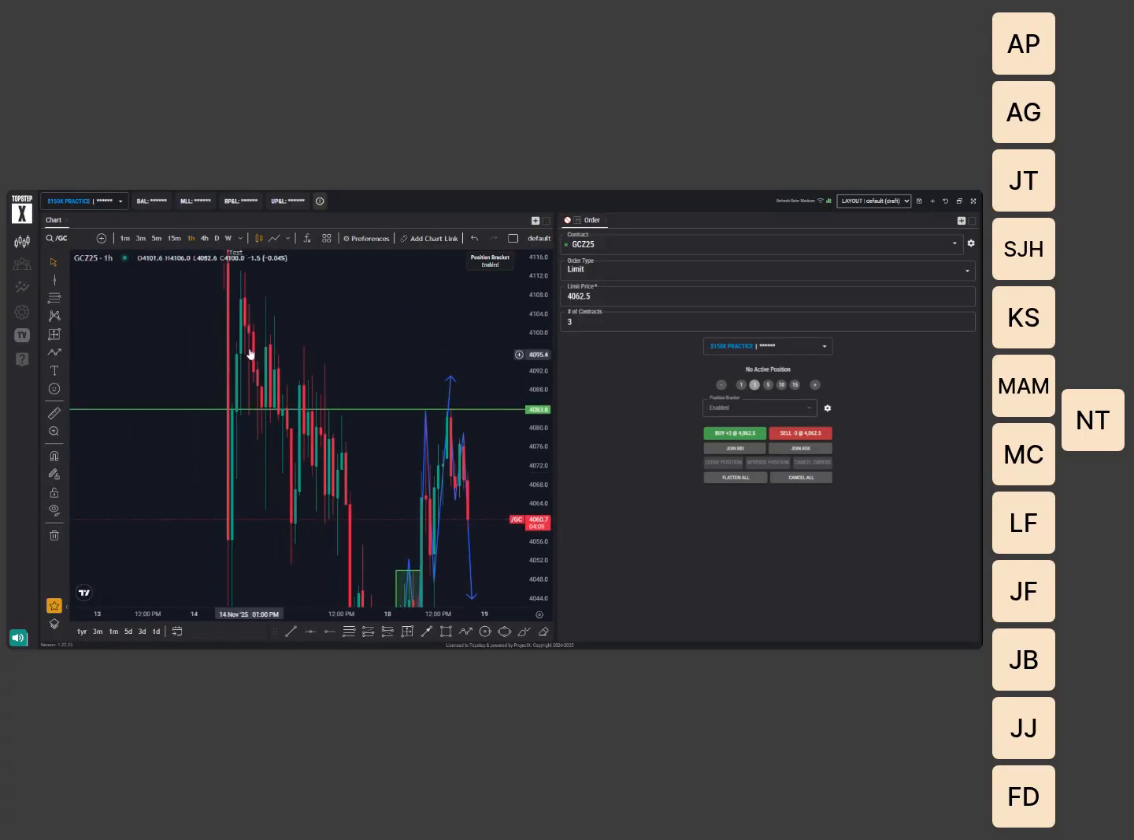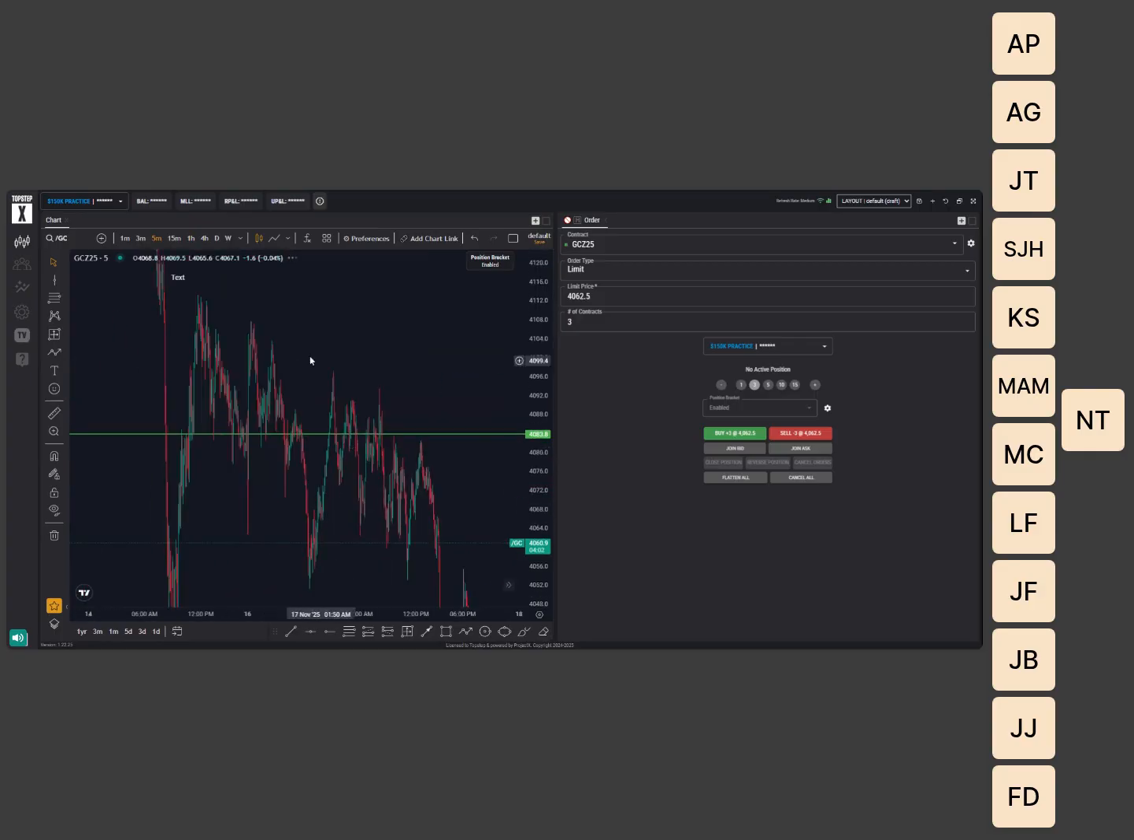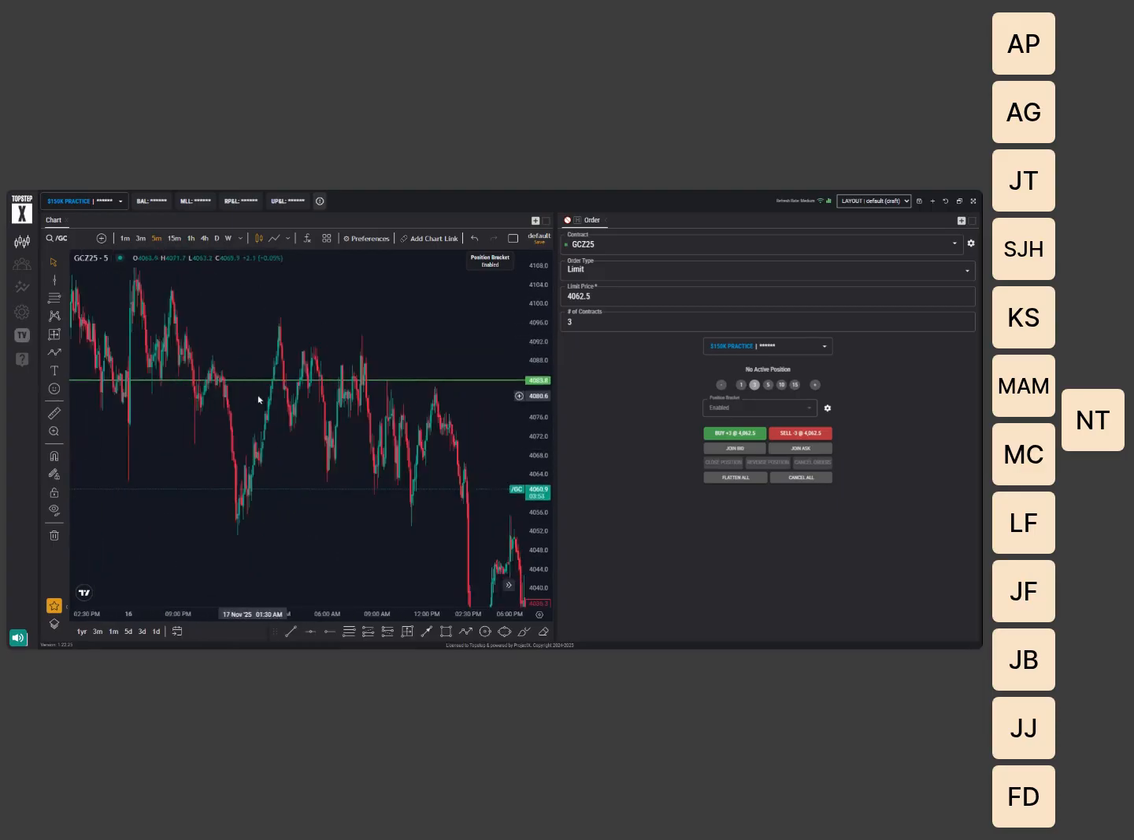Like right here, if you were looking at the 1 hour and it looks like this, it's going to look like a mess. That's what it looks like. Bad. Ain't nothing good in here. Nothing's clear. No clear direction.